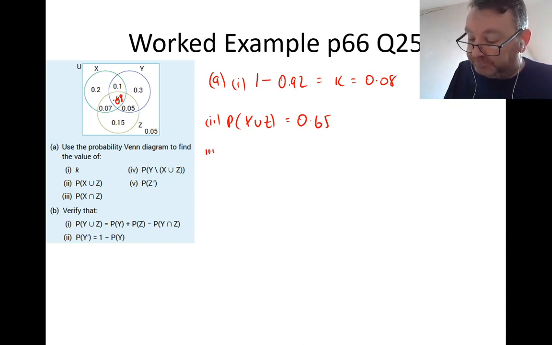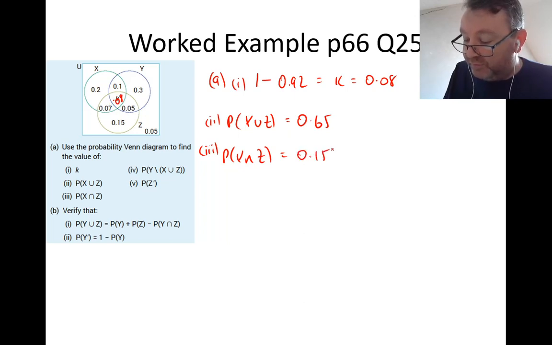Number 3, P of x intersection z. So where is x intersection z? Isn't it there? So it's 0.07 and 0.08, which is 0.15. It's as easy as that.